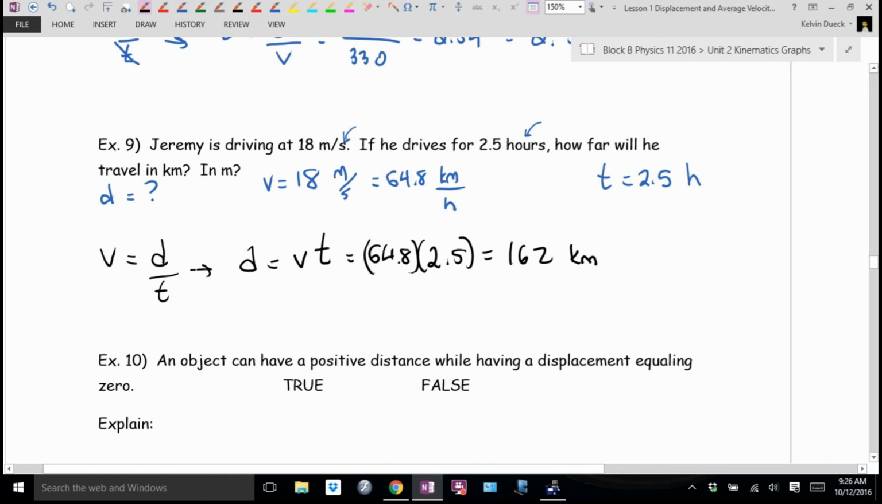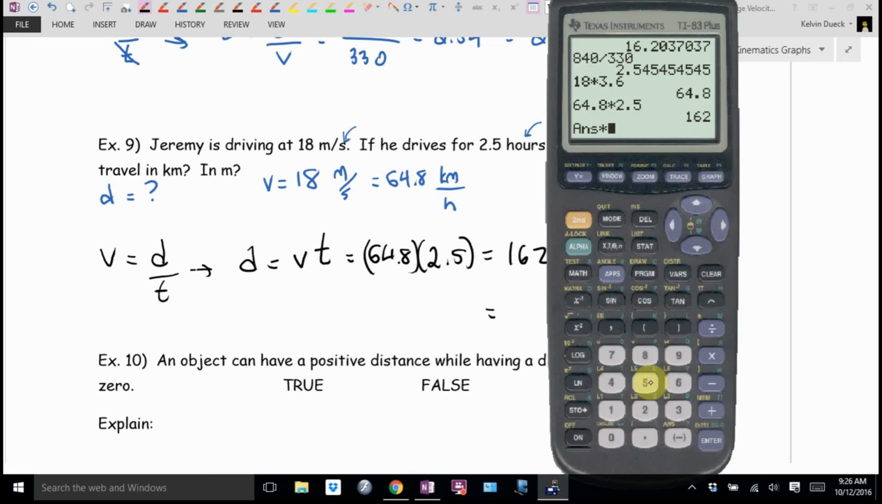And they also wanted the answer in meters. How many meters is that? Have you guys figured out the easy way to go from kilometers to meters? It's times by 1,000. You have those shortcuts, you don't have to use my unit conversion chain or anything. You can, but I've memorized that. I can do that in my head. 162 times 1,000 is going to be 162,000 meters.